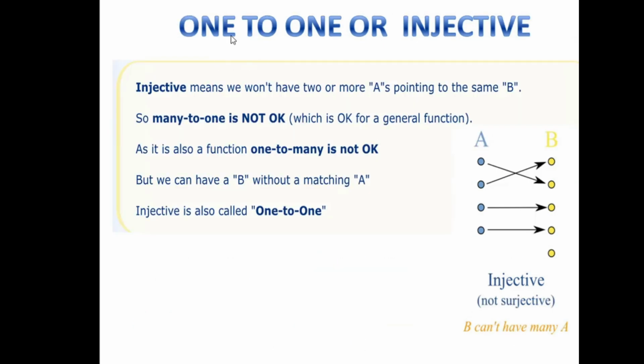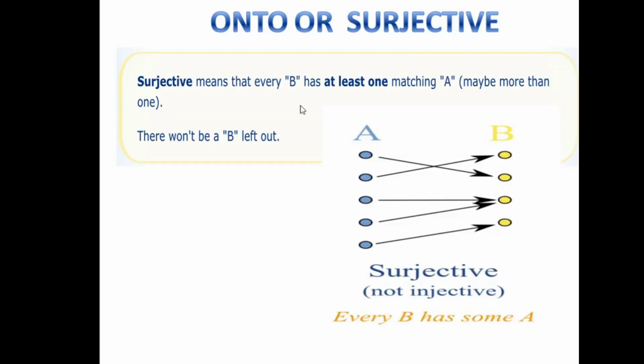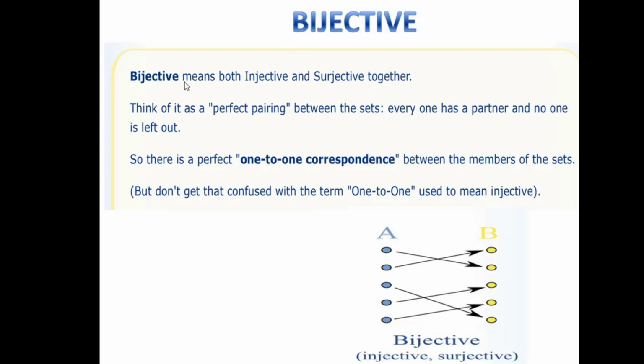So now I think it is clear. In one-one, one-to-many is not okay, many-to-one is not okay, only one-to-one, meaning one will be related with one only. So it is injective. Surjective means every element in B at least has one matching in A, so in B there will be nothing left out. Now bijective, when the function is injective and surjective both, then it is known as bijective.